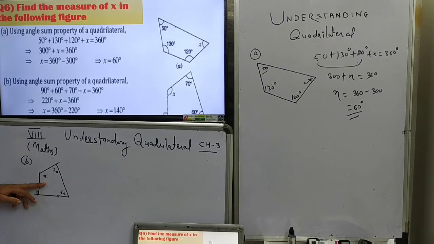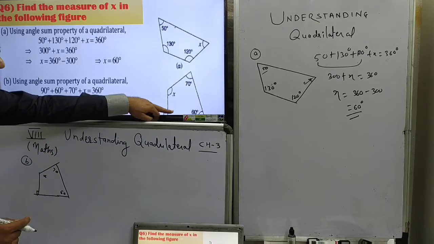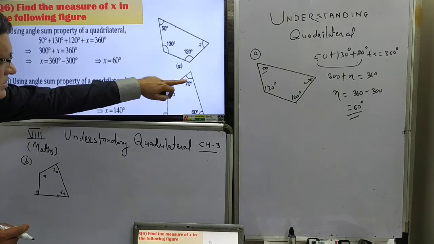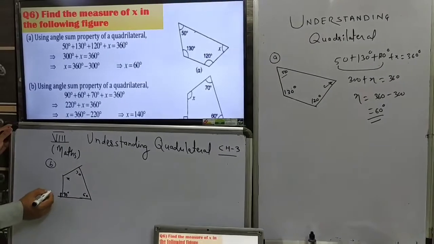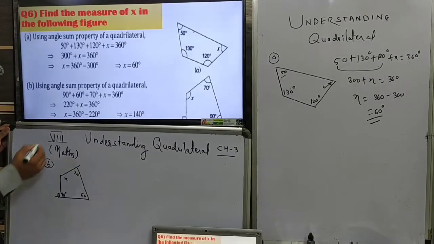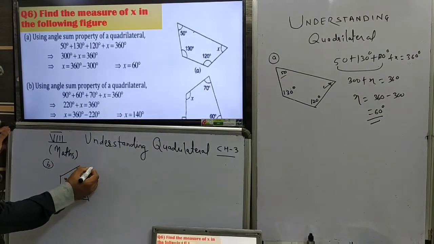Now let us do another problem, this problem. Now in this case, this angle is 90 degree, this x, 70 degree and this 60 degree. So this 90 degree external angle and 90 degree, sum of these two equal to 180, that is why this is also 90 degree.